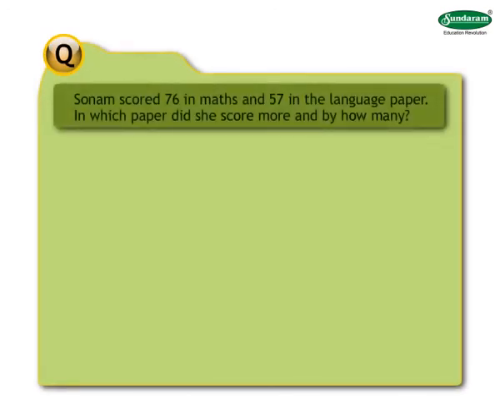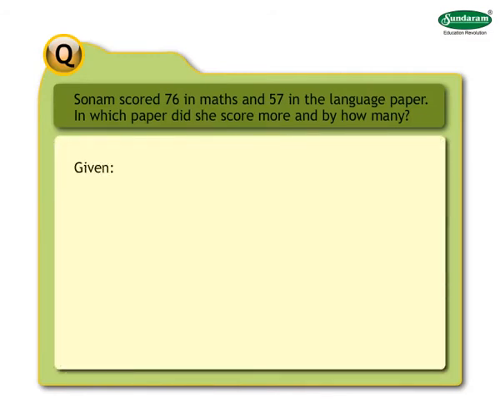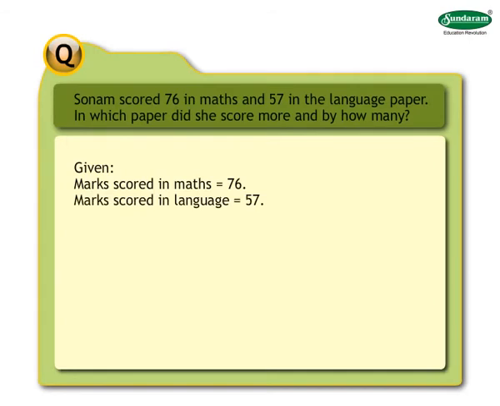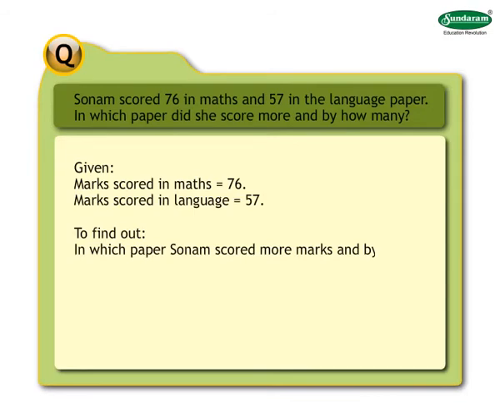Question. Sonam scored 76 in maths and 57 in the language paper. In which paper did she score more and by how many? Solution. It is given that marks scored in maths is equal to 76 and marks scored in language is equal to 57. We have to find out in which paper Sonam scored more marks and by how many more marks she scored in that subject.